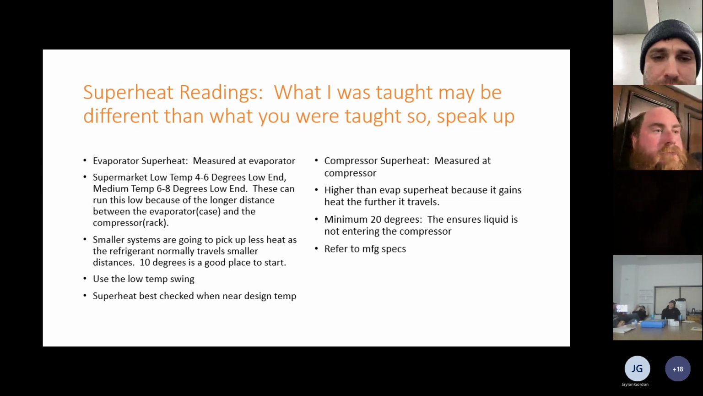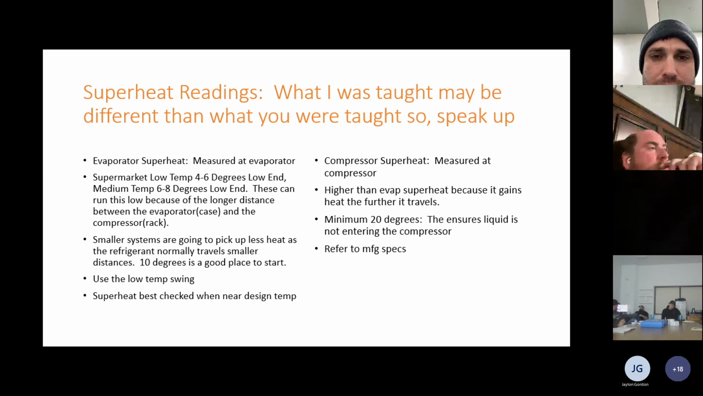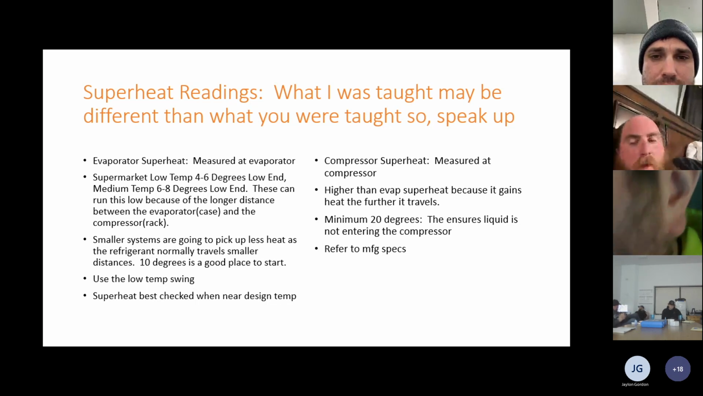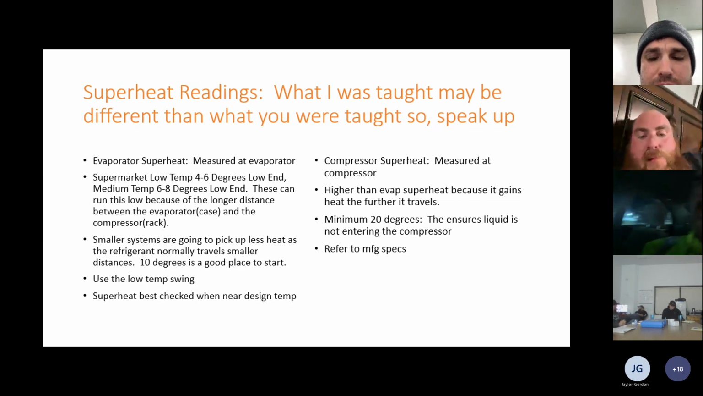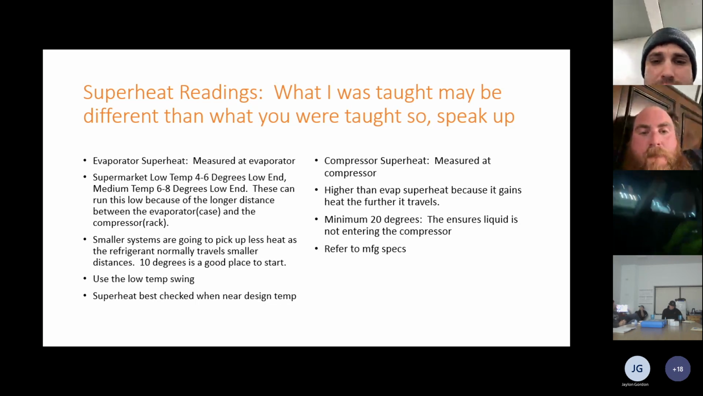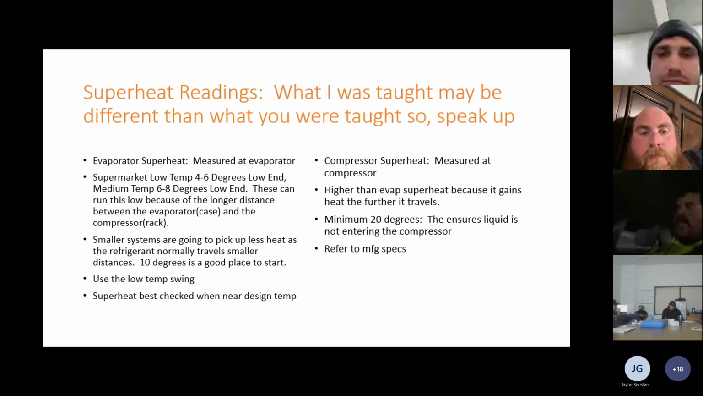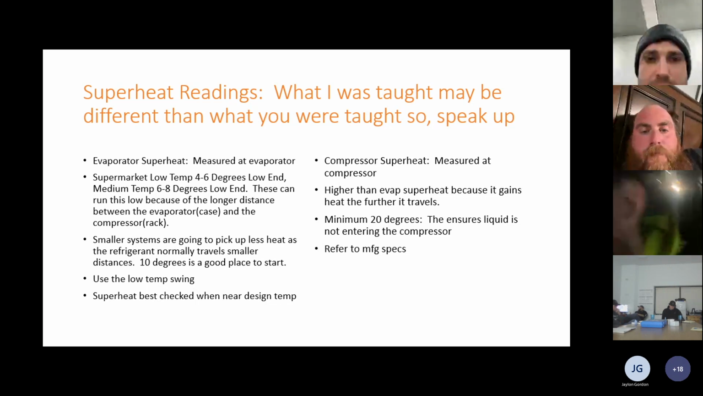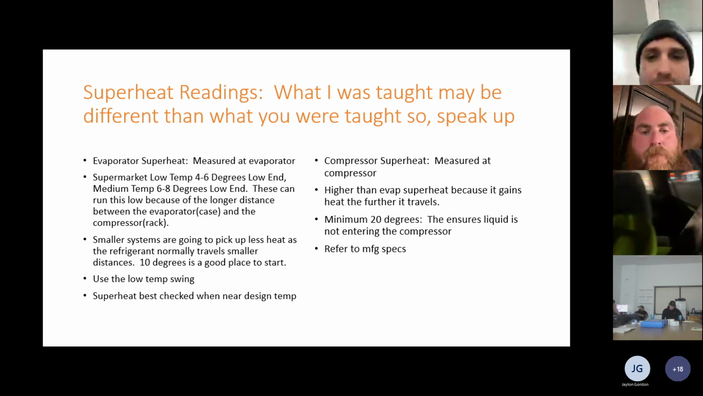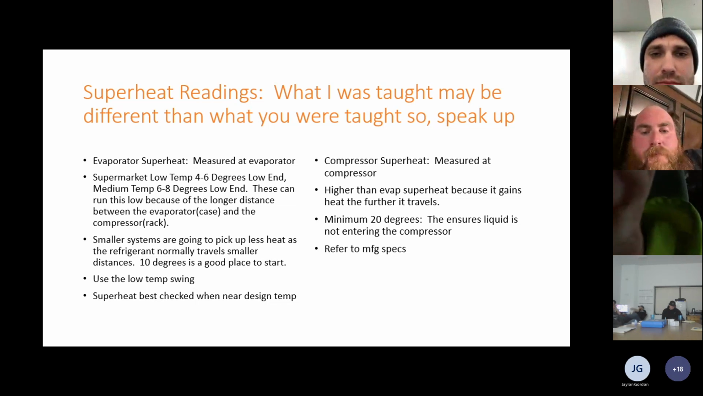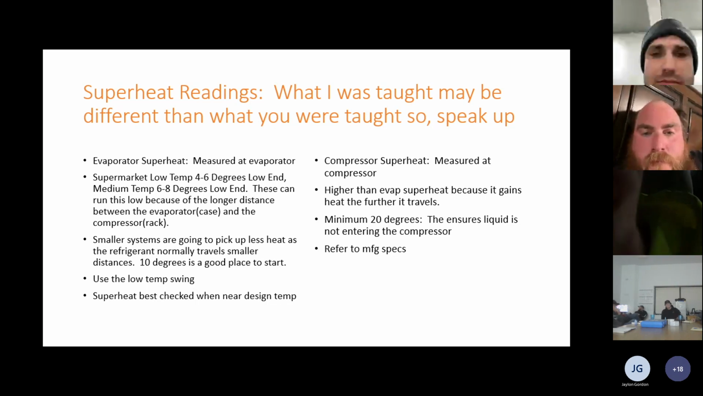So when you're checking big systems versus small systems, sometimes it's important, especially on small systems, to check your compressor superheat too. You might think you have your expansion valve dialed in, but on some, the compressor literally sits right above the evaporator, right? There's not a lot of heat that's going to boil off right there. So you have to ensure that your compressor is within factory range. You don't want to be flooding back your compressor, but you also want to make sure your evaporator is feeding properly.